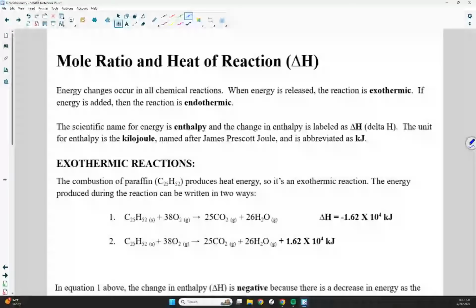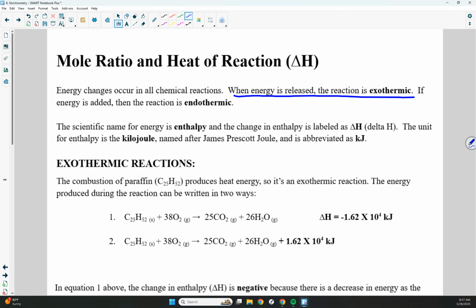So exothermic reactions are those chemical reactions that release energy. My favorite example of this is a campfire. When you burn a couple chunks of wood, you are releasing the energy that was stored in the chemical bonds within the wood. And that's what keeps us warm and lights up the night for us.